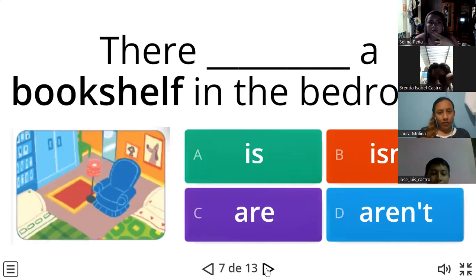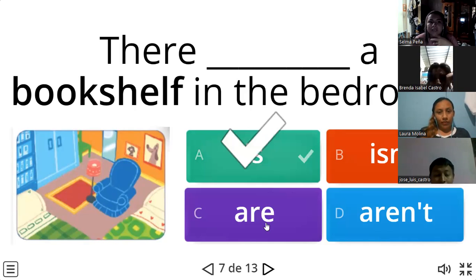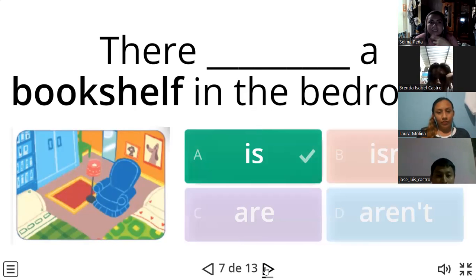Now what about this one, guys? Bookshelf. What is a bookshelf, guys? Es eso, teacher. El estante de los libros. Exactly, yeah. El estante de los libros. Okay, nice.